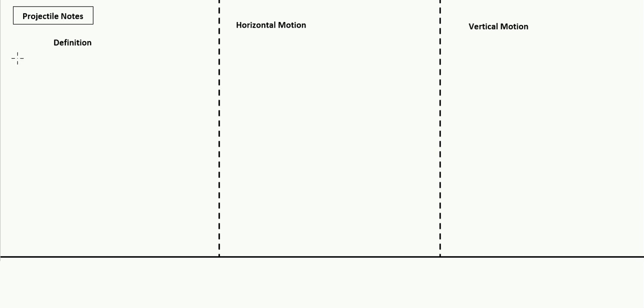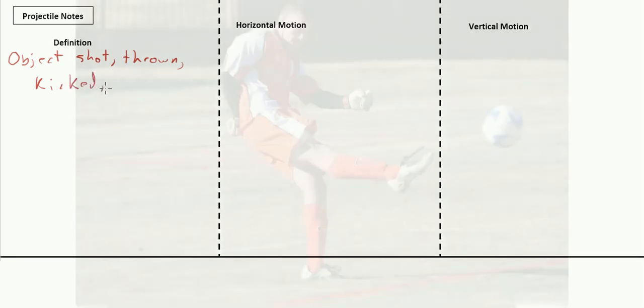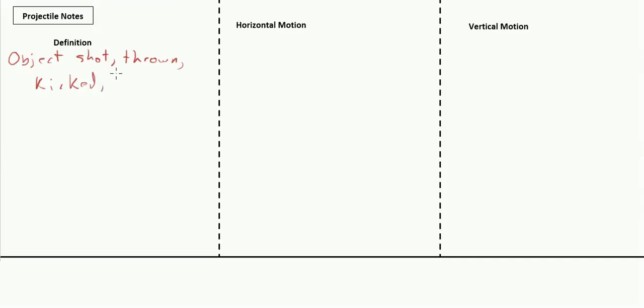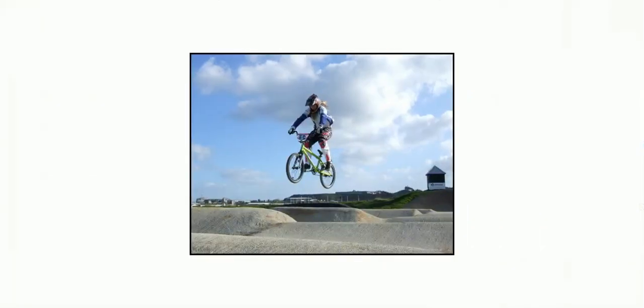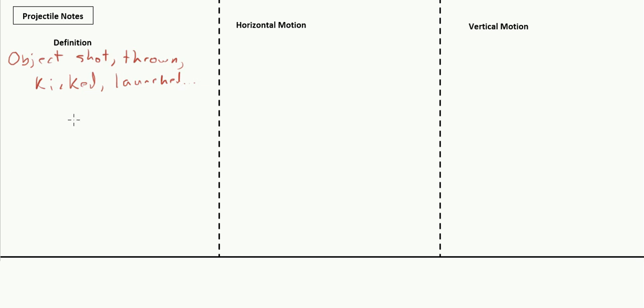So we first start off with a basic definition. Basically, a projectile is any object that is shot, thrown, kicked, launched, or otherwise projected into the air or space.